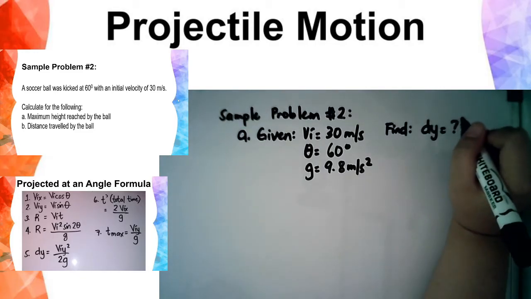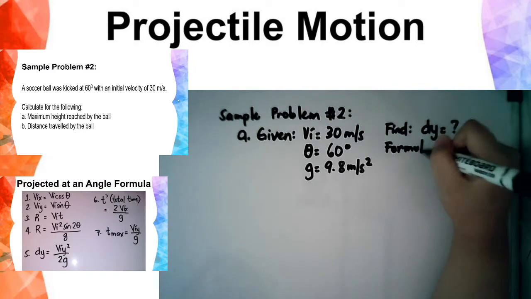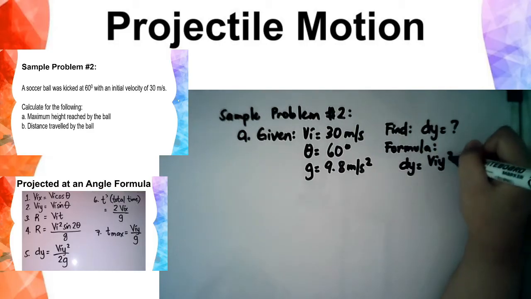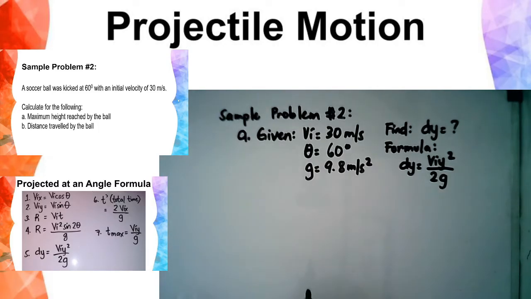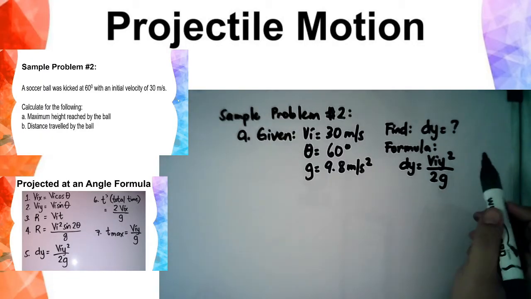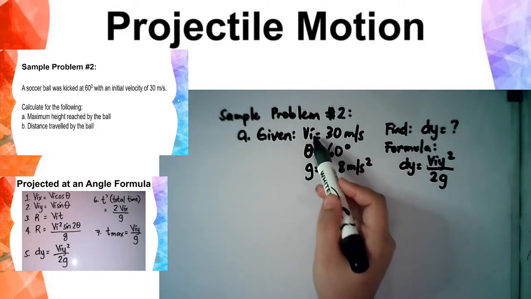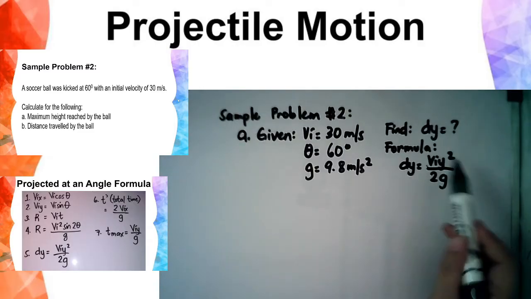So, check natin sa ating formula. Ano po ang gagamitin nating formula for dy? Isa lang po ang formula na nakalagay dyan for dy. So, we have dy is equal to VIY squared divided by 2g. Okay? So, ibig pong sabihin, same po siya nung kanina na ginawa natin for letter B sa sample problem number 1. So, tulad ng binanggit natin kanina, VIY, hindi po natin direct na ilalagay yung initial velocity kasi ang hinahanap sa formula is the VIY. So, we need to answer first or compute first for the VIY before proceeding with the formula.